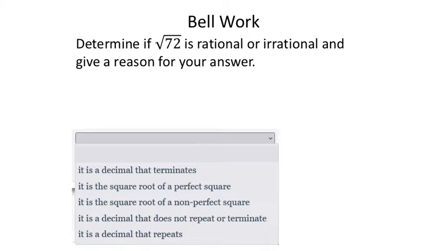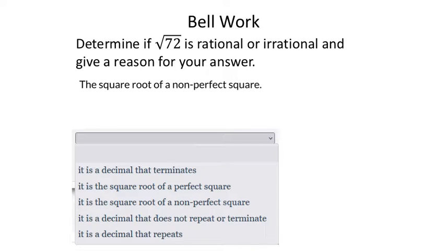All right, here's our bell work for today's lesson. Determine if the square root of 72 is rational or irrational. Well, the first thing I see here is that it is the square root of a non-perfect square.